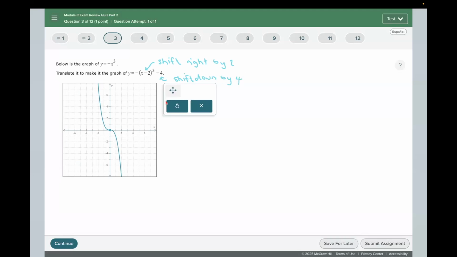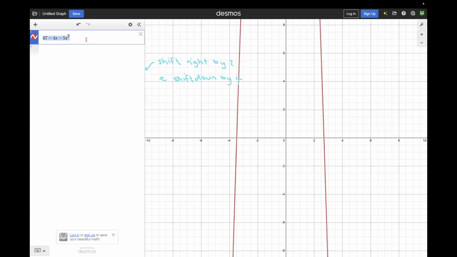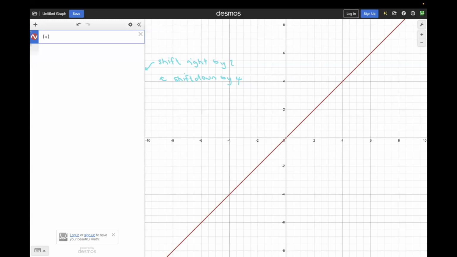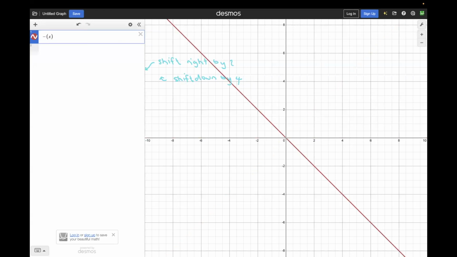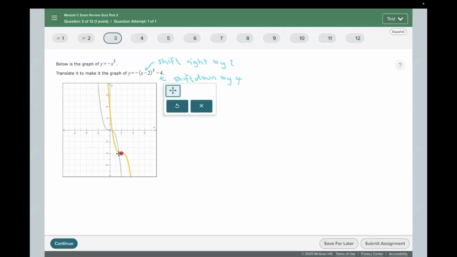All right, so let's do it. Translation, and I'm going to move this to, okay, so shift right by 2, shift down by 4: 1, 2, 3, 4. Very good. Again, if we wanted to check our answer, all we have to do is come to Desmos and say, well, what does the graph, oops, wait, minus out front, minus (x minus 2) cubed minus 4, and we can see here, well, maybe not that point, but this is going to be 2, oops, -4. So let's check. 2, -4. So this looks good.